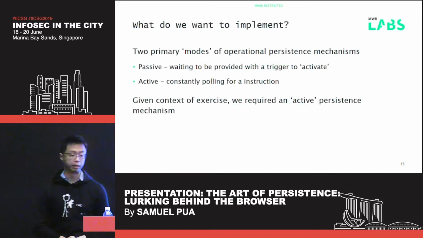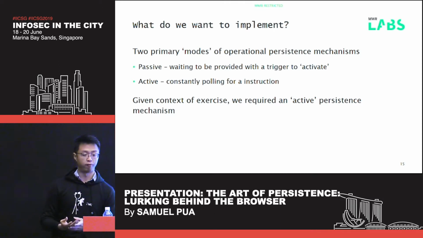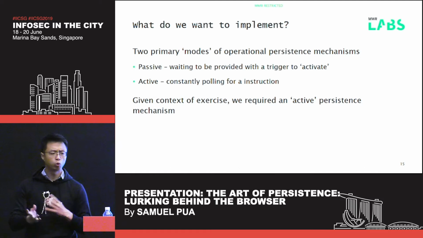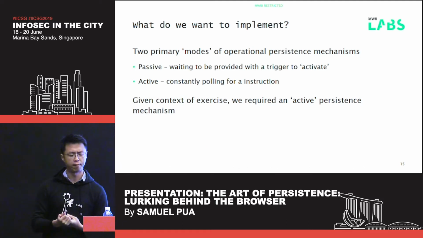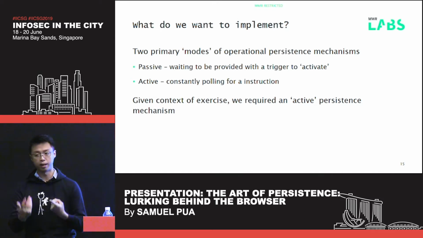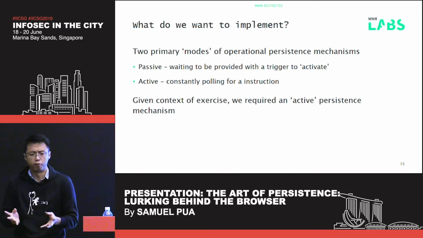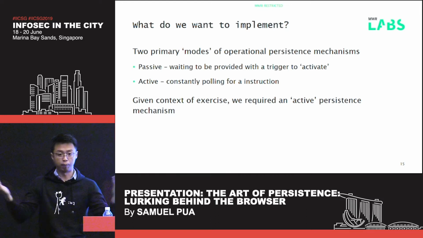Next, we started to consider our method of operational persistence mechanism. There are generally two primary modes that we have. One is passive, which is waiting to be triggered, and one is active. Passive mode could be useful, for example, for an APT that wants to hack the planet.